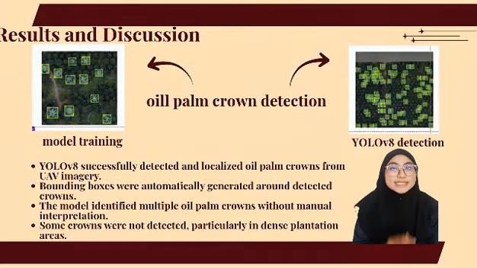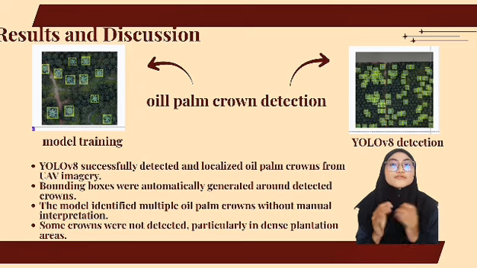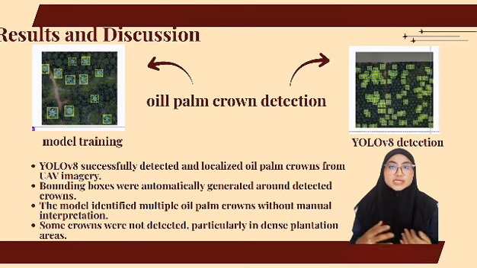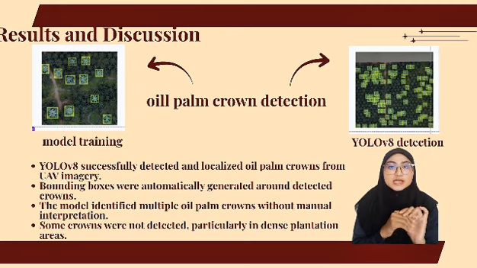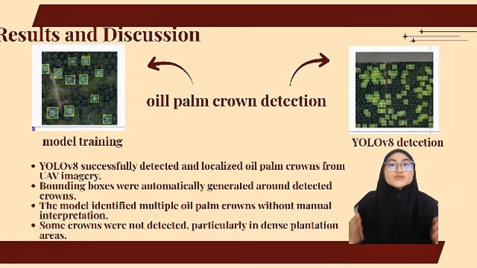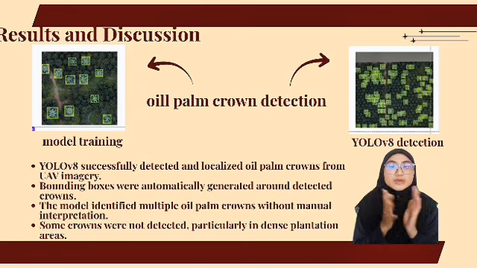Now, let's look at the detection results. As you can see, the figure is a comparison between the model training oil palm crowns and the YOLO version 8 detection results. The image on the left represents the ground truth dataset, while the image on the right shows the detections generated by the trained model. As we can see, YOLO version 8 was able to automatically detect and localize multiple oil palm crowns by generating bounding boxes around the detected crowns. This indicates that the model was capable of recognizing oil palm crown patterns from UAV imagery without manual interpretation.